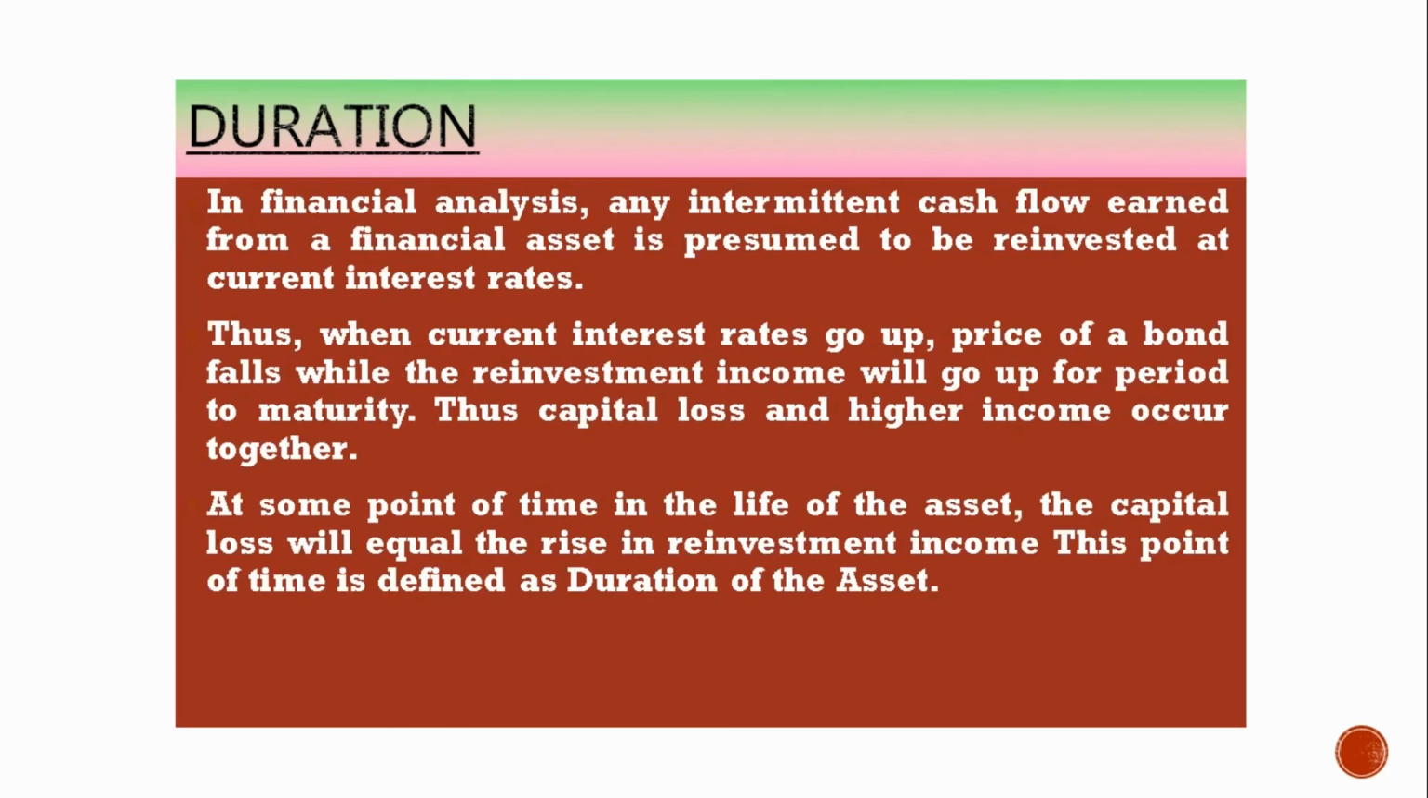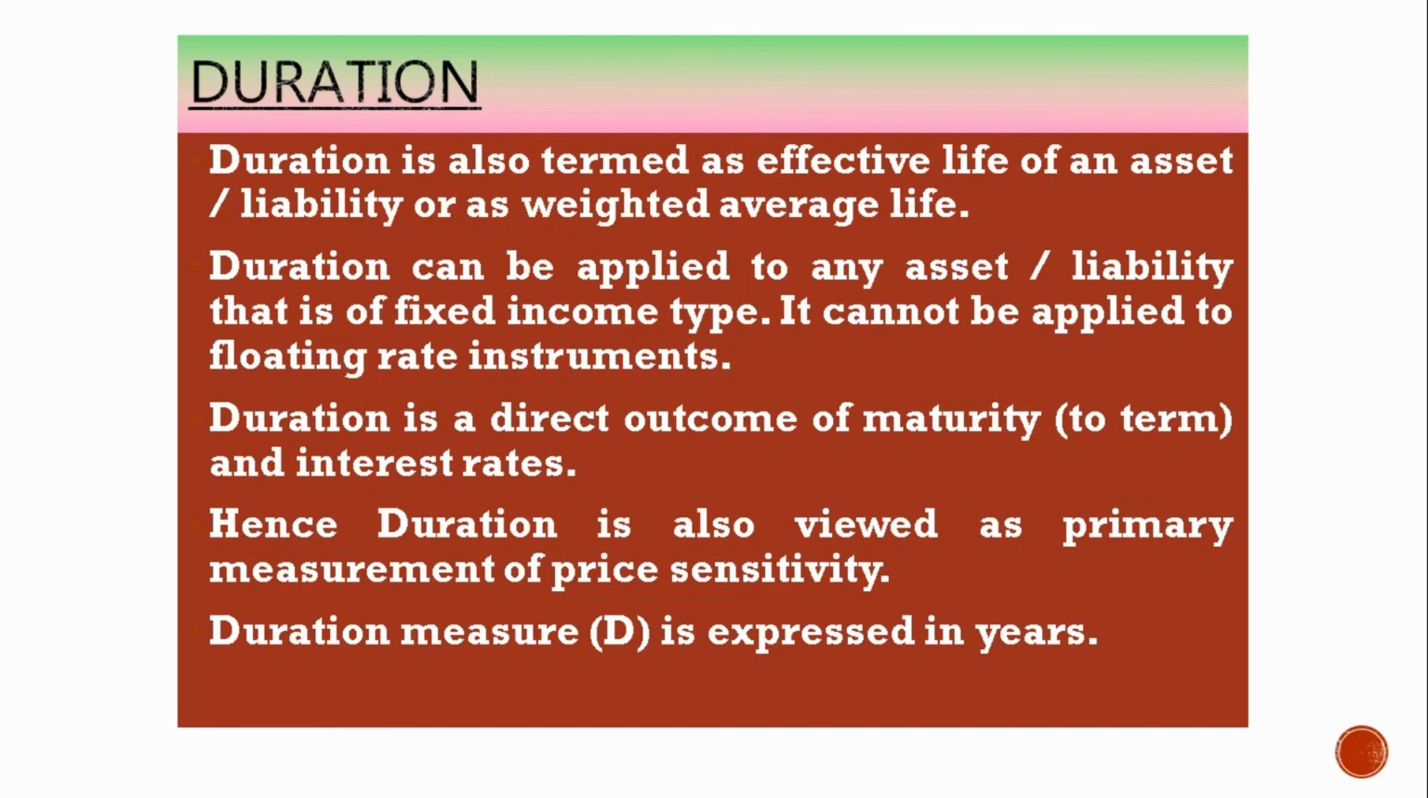Duration analysis is done because, in financial analysis, any intermittent cash flow earned from the financial asset is presumed to be reinvested at the current interest rate. Thus, when the current interest rate goes up, the price of a bond falls while the reinvestment income will go up for the period of maturity. Thus, capital loss and higher income occur together. At some point of time in the life of the asset, the capital loss will be equal to the rise in reinvestment income. This point of time is defined as the duration of the asset.